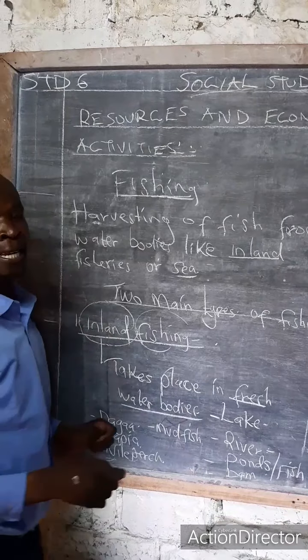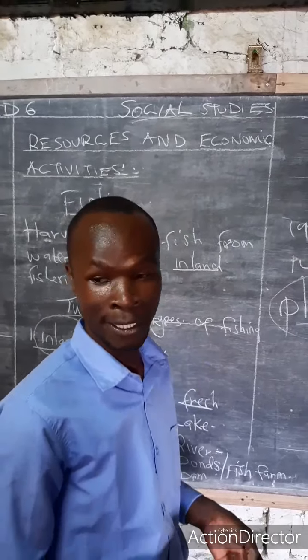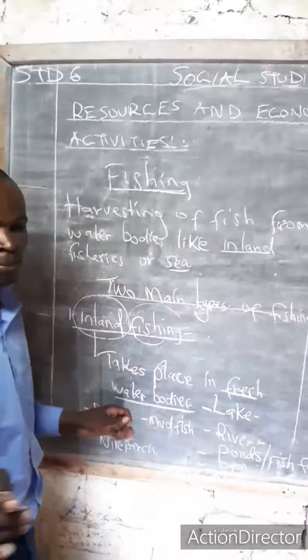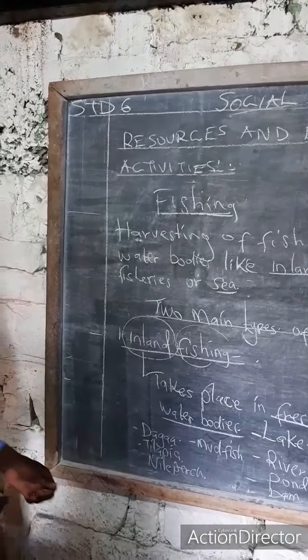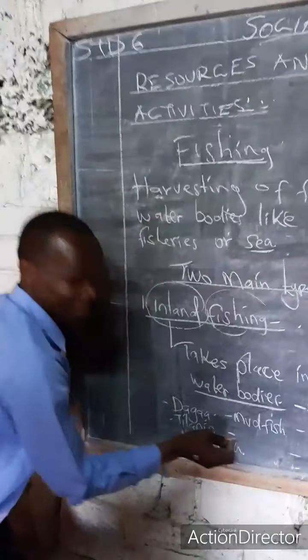This fish appears like a snake. If you see it, it's very black in color. In fact, if you see it the very first time, you can escape out of it. You can really run out of it because it appears like a snake, very black, and it's really strange.